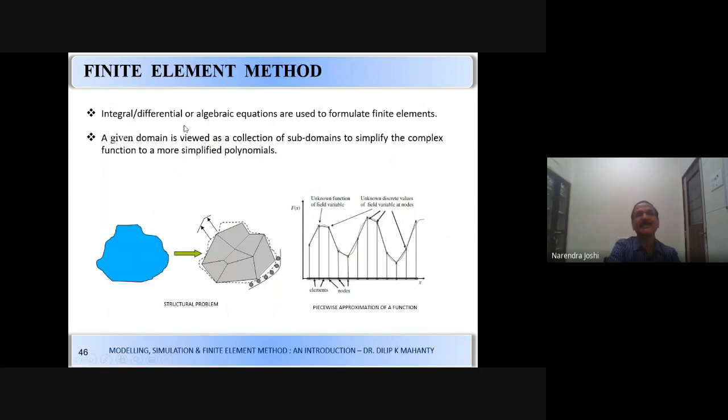Basically, integral, differential or algebraic forms are used for formulating the finite element. This is a simple structure, and I am simplifying the geometry. I have this kind of domain, with unknown function, field variables and discrete values. So a continuous system I can put into a piecewise approximation function. Why do I do that? Basically to understand it and also to get a quicker answer.